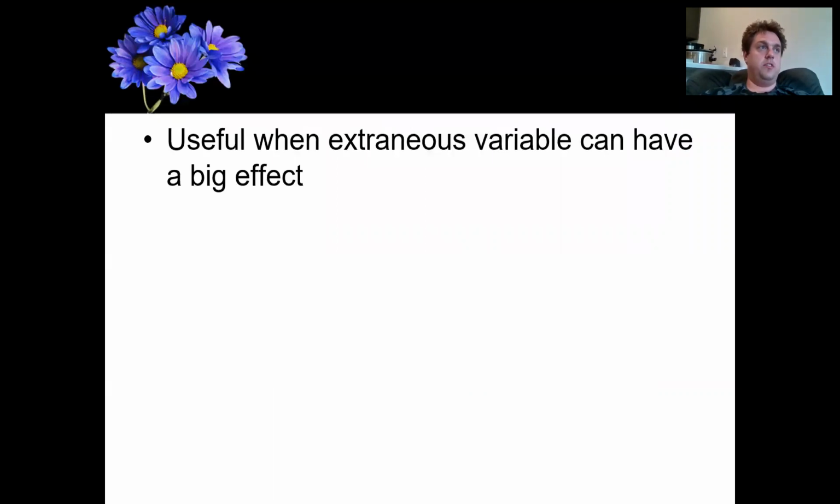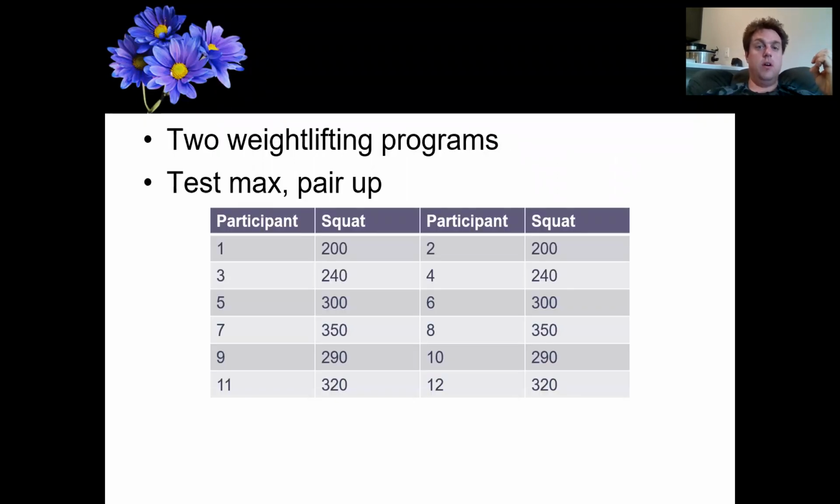So let's say I wanted to test two different weightlifting programs. So I wanted to compare what's going to make people stronger. Lifting a higher weight at lower volume, meaning fewer repetitions, or a lighter weight but at higher repetitions, meaning you do more of it. Well, a problem here is that there's the extraneous variable of how strong people are to begin with, right? Or maybe even how long they have been training before doing this experiment. That's definitely an extraneous variable that we would want to control for.